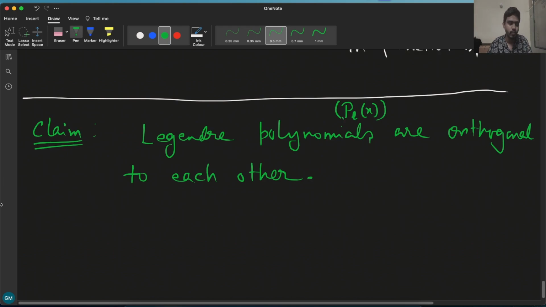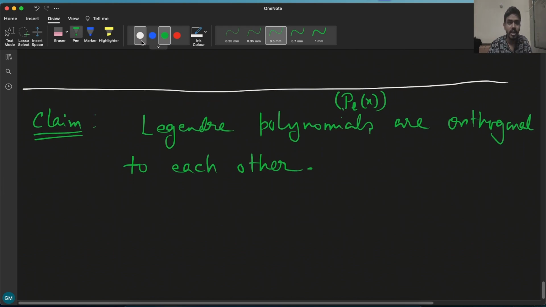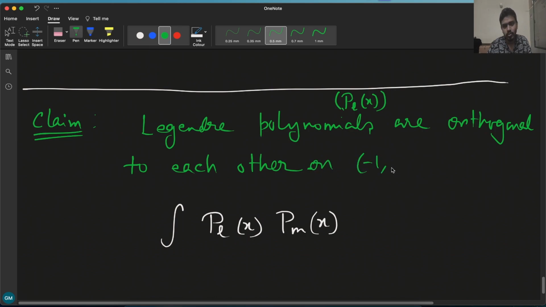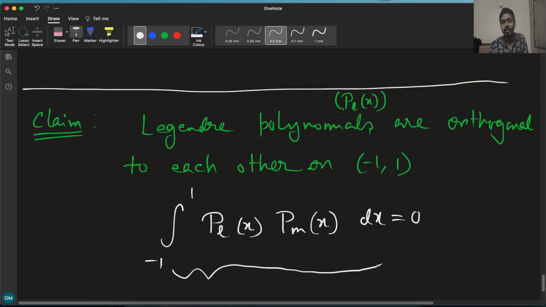And how do we show them? What is the proof of that? It means PL(x) and PM(x) are orthogonal to each other on the interval -1 to 1, so the integral from -1 to 1 of PL(x) PM(x) dx equals 0. This is the inner product between PL(x) and PM(x), and we will show that this inner product is 0. That means they are orthogonal.